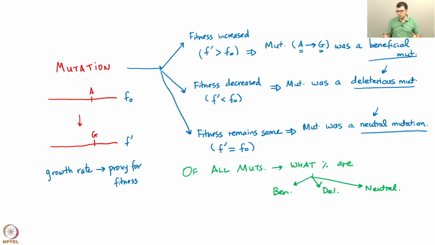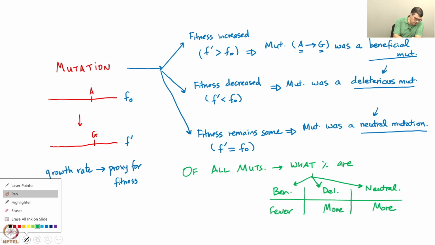And while we do not know these exact numbers, people are working to decipher these numbers. While we do not know the exact numbers associated with any particular organism or any particular context, what is largely believed is that beneficial mutations are fewer and you have more deleterious mutations and more neutral mutations. And this should make sense because mutations are occurring randomly.